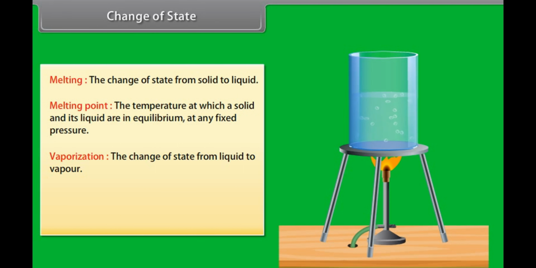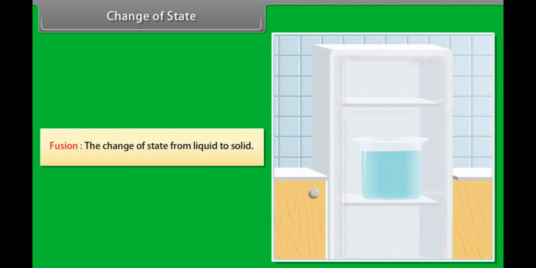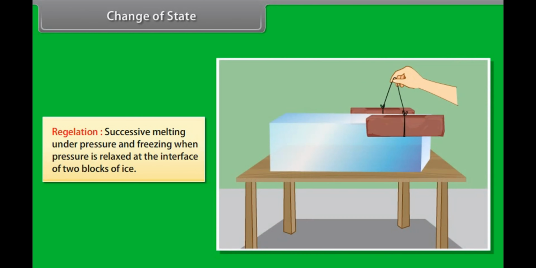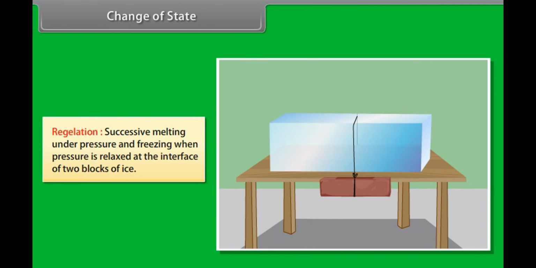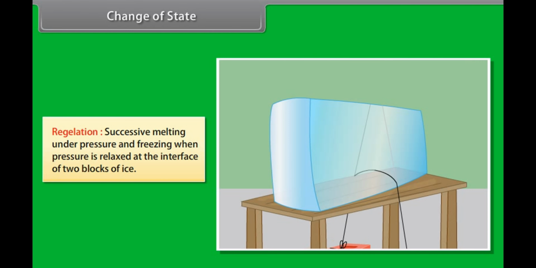Vaporization. The change of state from liquid to vapor. Boiling point. The temperature at which the liquid and the vapor states of the substance coexist. Fusion. The change of state from liquid to solid. Regelation. Successive melting under pressure and freezing when pressure is relaxed at the interface of two blocks of ice.